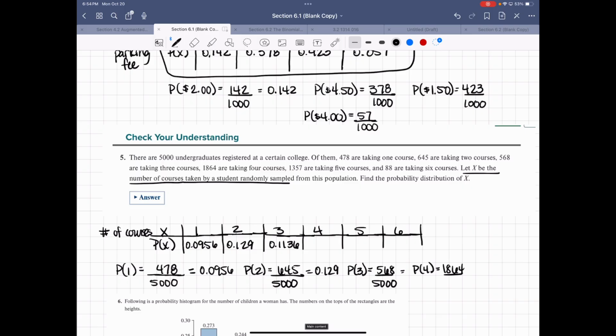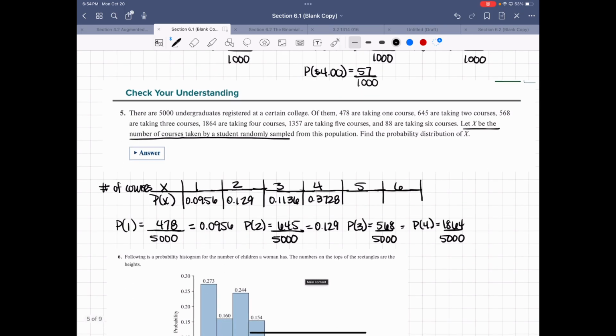The probability of 4, 1864 over 5,000. 0.3728. Good. Can anybody tell me why that is the highest one? That's full time. And in order to usually get your financial aid or scholarships, you've got to be a full-time student.